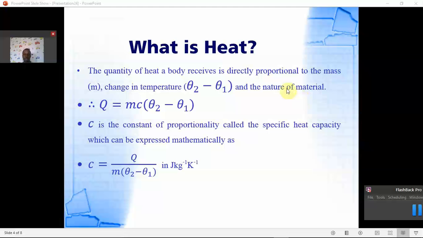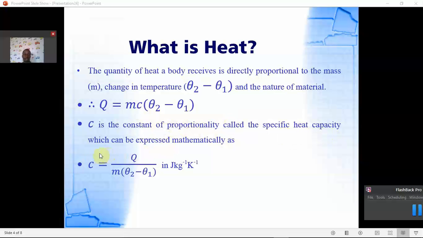That relationship is a linear, direct relationship. Now, mathematically, it can be represented as Q, which is the quantity of heat, equal to mc(theta 2 minus theta 1), which is change in temperature or temperature difference, where c is the constant of proportionality, otherwise called specific heat capacity.